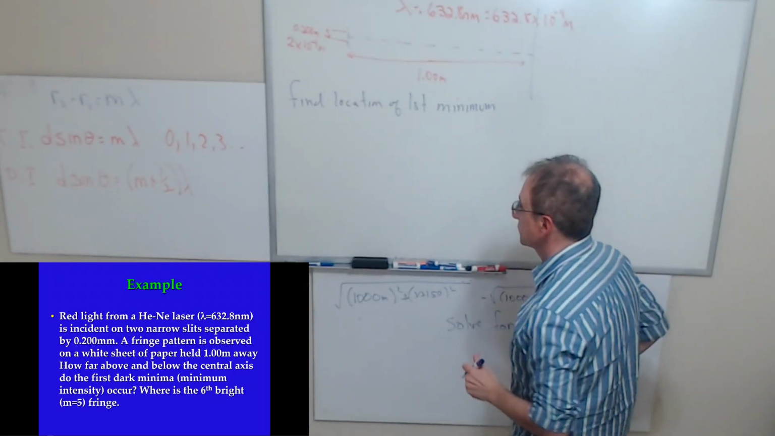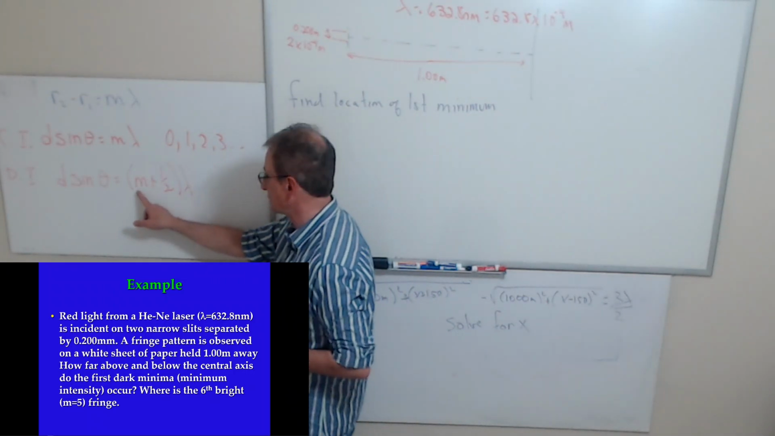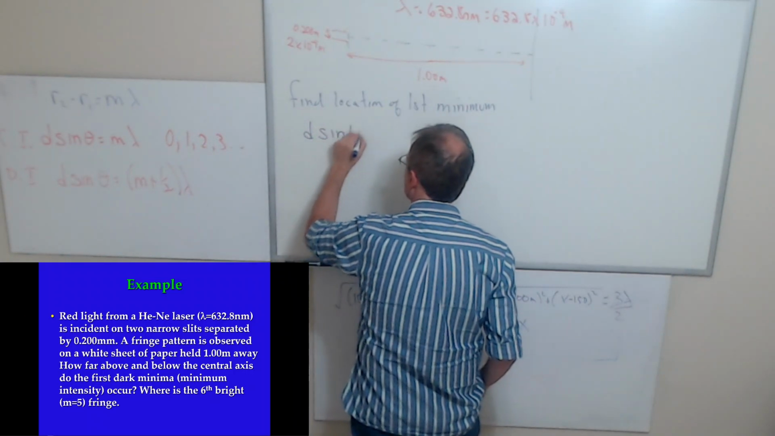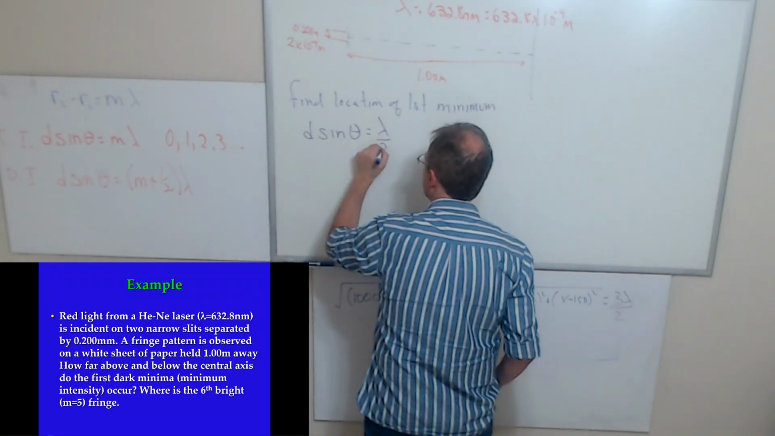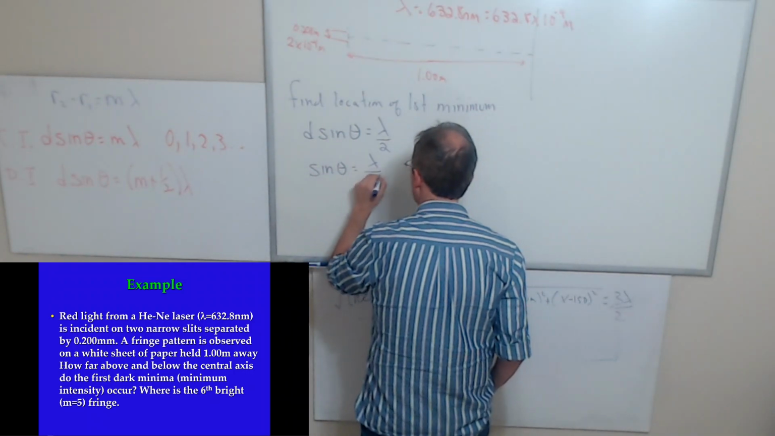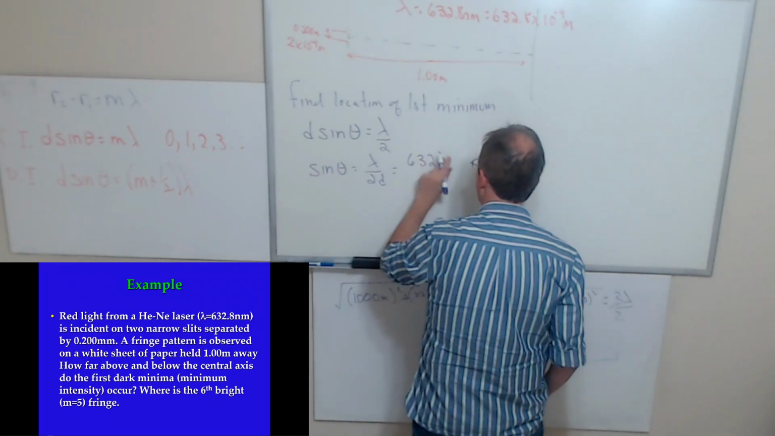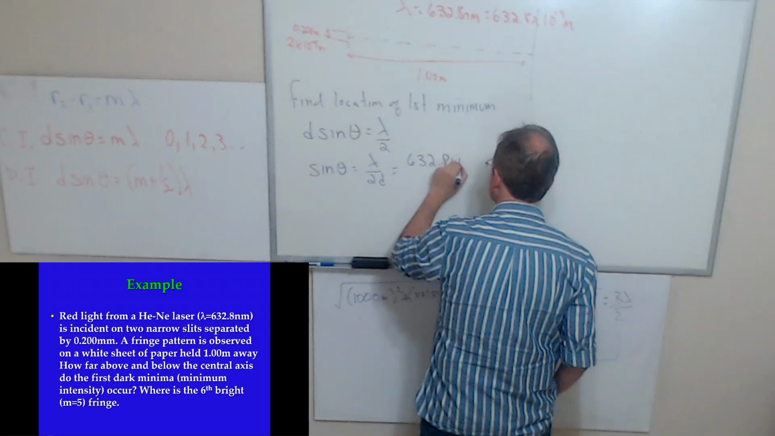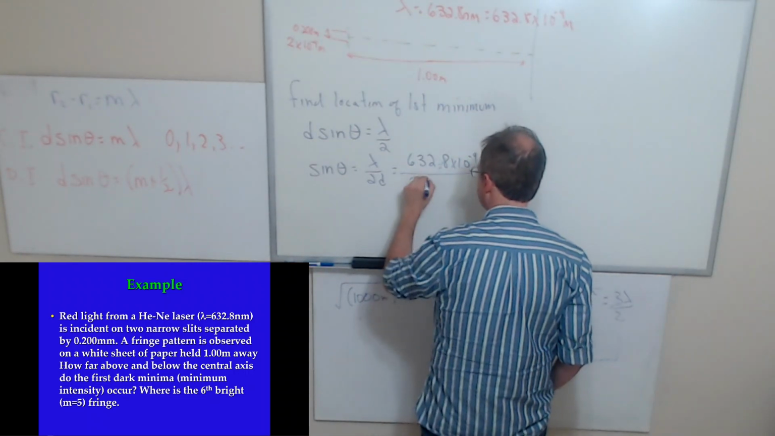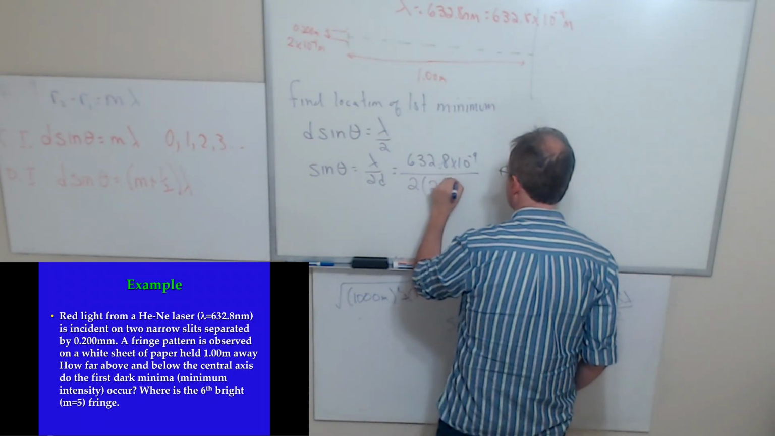Okay, so I'm going to use this one. The first minimum will occur when m equals 0. So I'm going to have d sine theta equals lambda over 2. Sine of theta is lambda over 2d. Lambda is 632.8 times 10 to the minus 9 divided by 2 times d, which is 2 times 10 to the minus 4 meters.